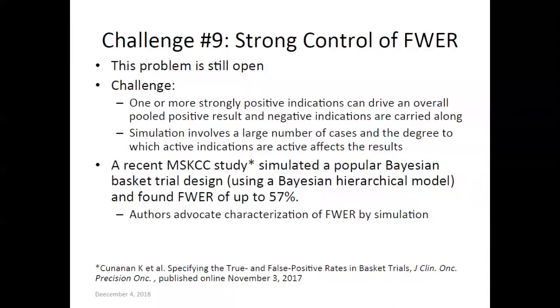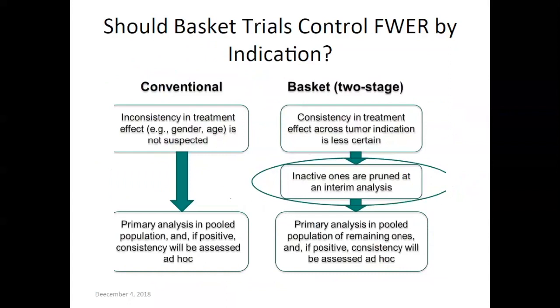But the authors of the paper, they don't comment on the number. They just say that each basket design should simulate and determine its family-wise error rate and report that. So there's transparency. Now, why might it not be bad? Well, I already mentioned this in the conventional design on the left. You don't call it a basket trial.